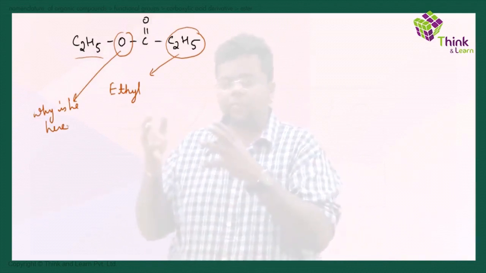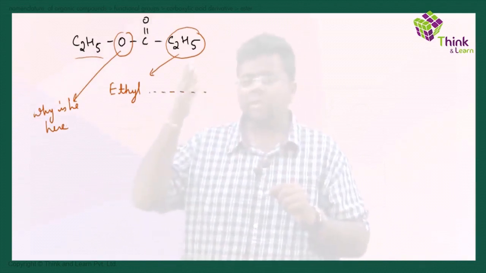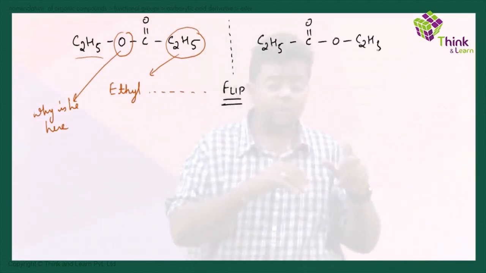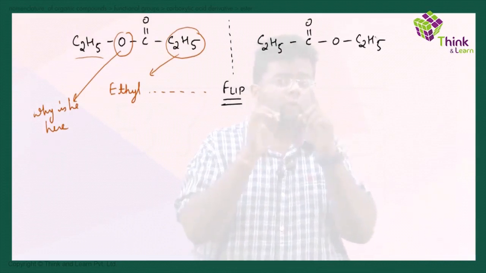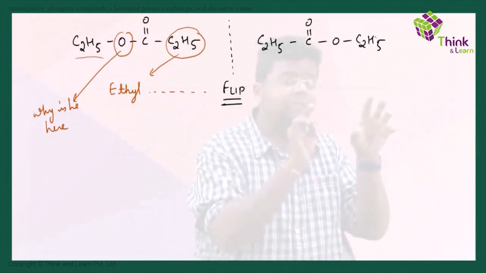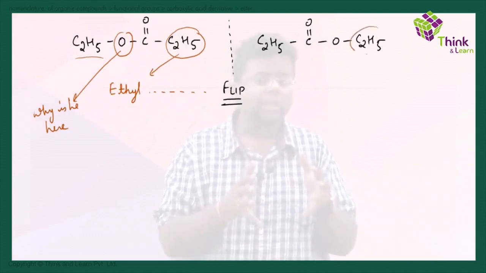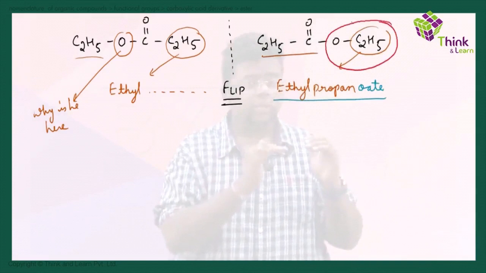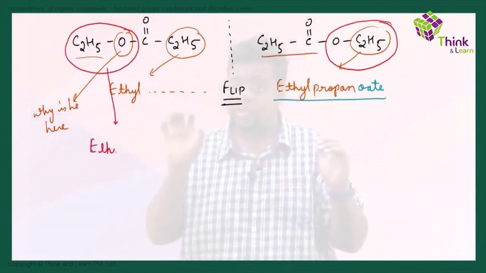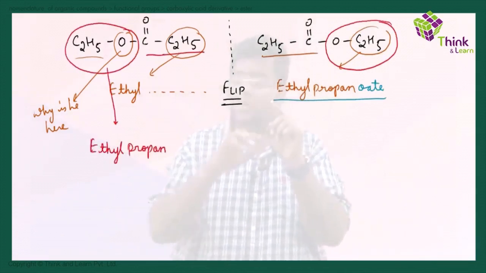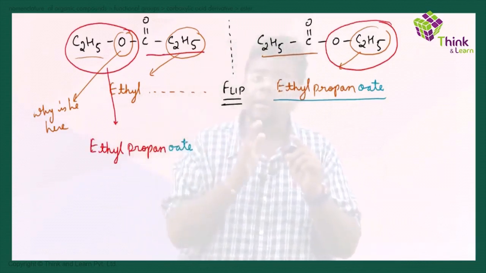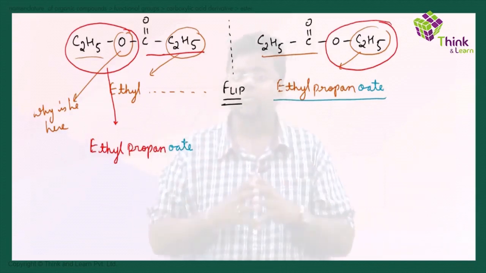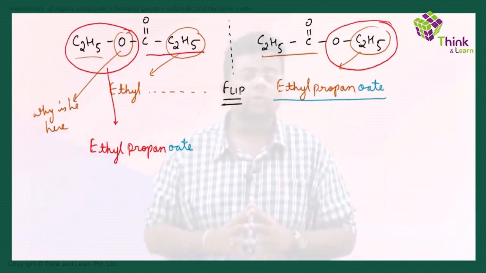Now, what we will do is just flip the molecule. And if I flip the molecule, this is what I will get. So always remember that the group which is directly attached to this oxygen would be written first. So this will be ethyl propanoate. And that one, if I check, would also be ethyl propanoate, but you have to remember that the group attached directly to oxygen, that name has to be written first. Most of the people make this mistake, but I'm sure you will not make this mistake.